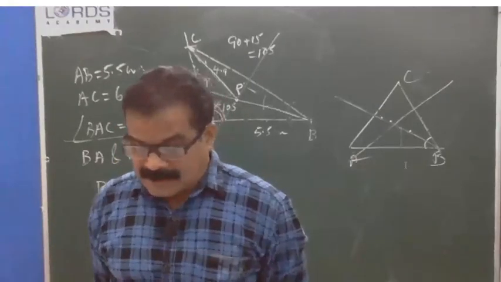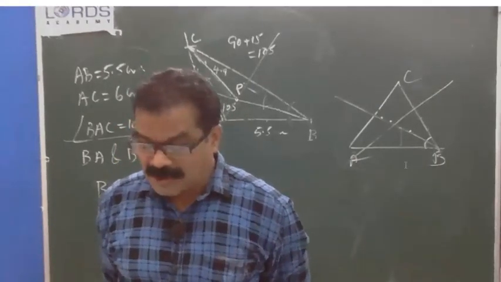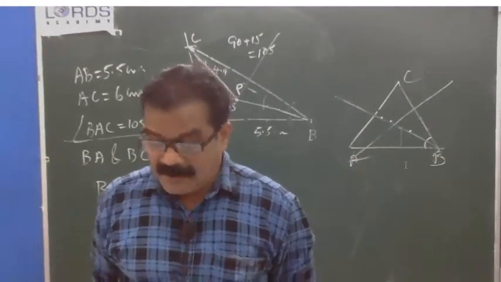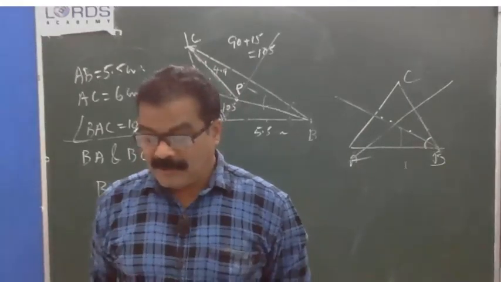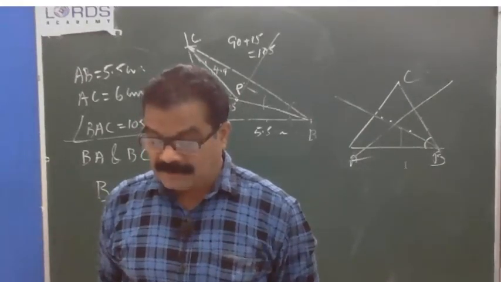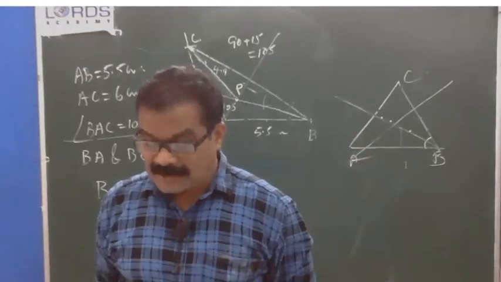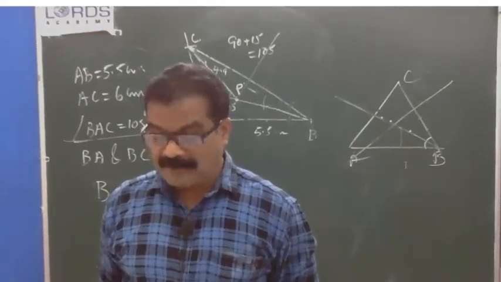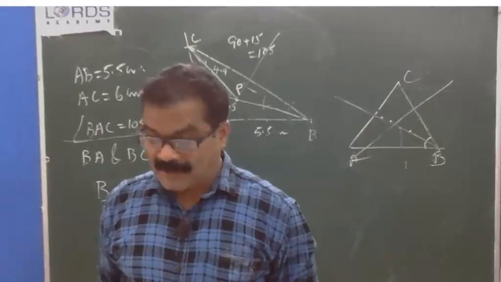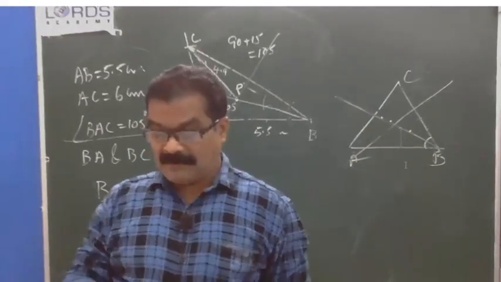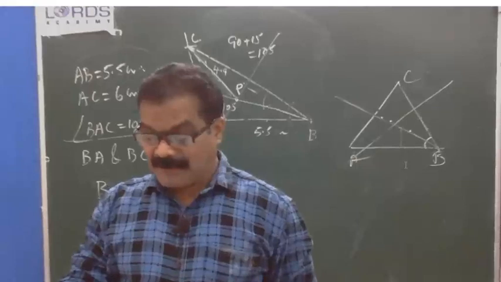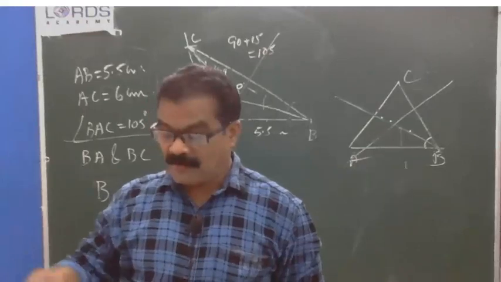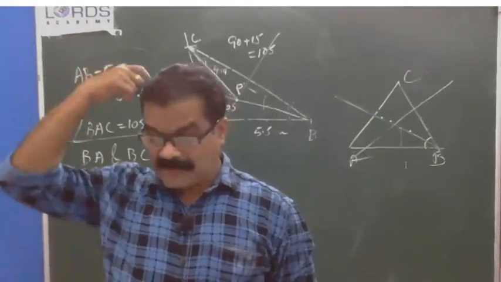Question number 21. Construct a triangle ABC with BC equal to 6.5 centimeter, AB 5.5 centimeter, AC 5 centimeter. Construct the incircle of the triangle. Measure and record the radius of the incircle. This is a 2014 question that you can take as homework. Using that measurement, you construct triangle ABC, draw the incircle and find the radius.